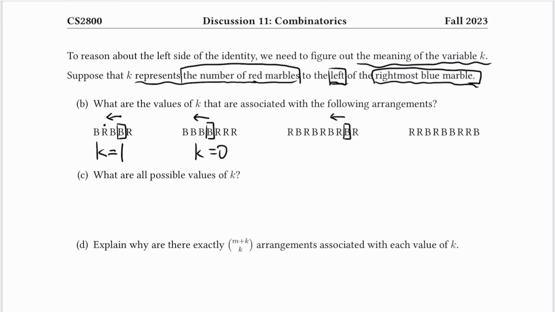For the third one, the rightmost blue marble is here. So to the left of it, there are 1, 2, 3, 4 red marbles. So k equals 4 here. And for the last one, the rightmost blue marble is this one. And to the left of it, there are 1, 2, 3, 4, 5 red marbles. So k equals 5 here.